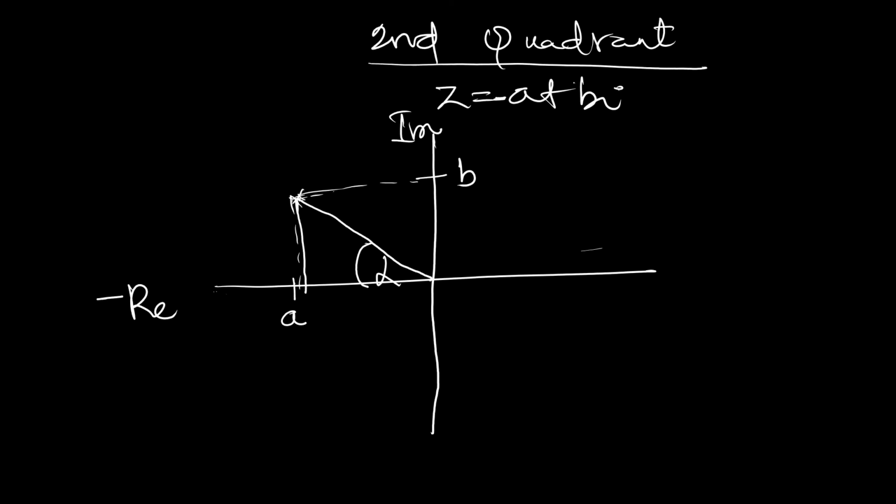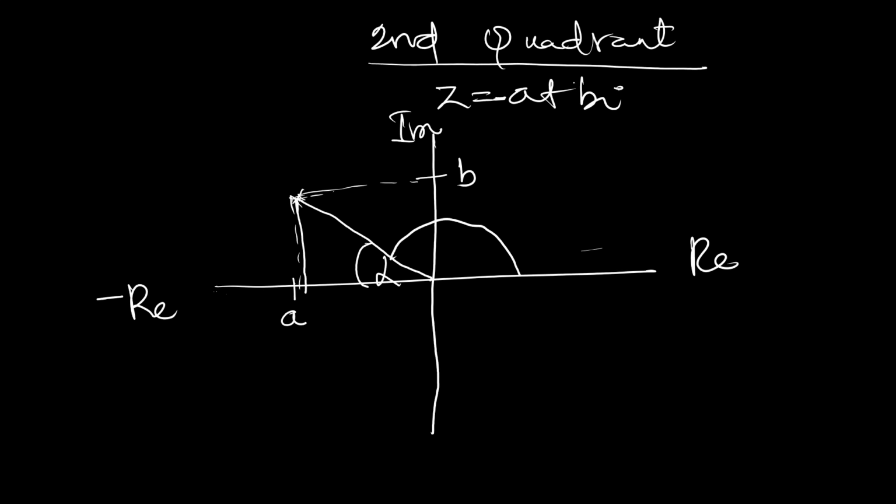So let's say this is alpha. And what did we say about the principal value of the argument? We said the principal value of the argument should be between the positive real axis. This is the positive real axis. So it should be between the positive real axis and the modulus, like this.